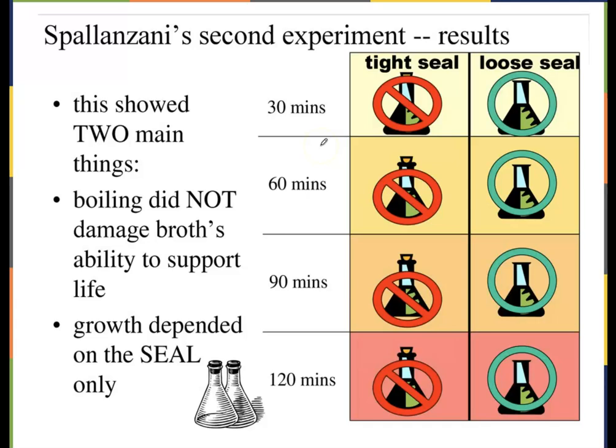And what he showed was basically that when there was a tight seal, no matter how long you boiled it, you did not have any bacteria growing or growth of anything. They didn't know it was bacteria. And then the loose seal had growth. So he basically wanted to prove that boiling did not damage the broth's ability to support life, and that it is actually the seal. You have to seal it in order for life to not occur. He thought this would really prove that the contamination arose from the air.